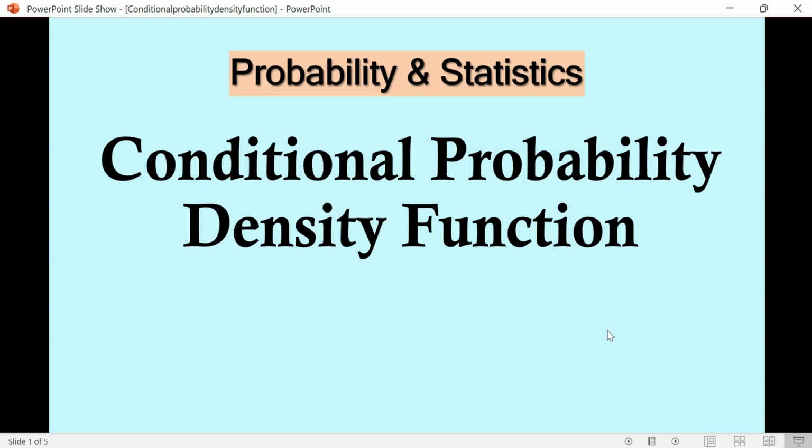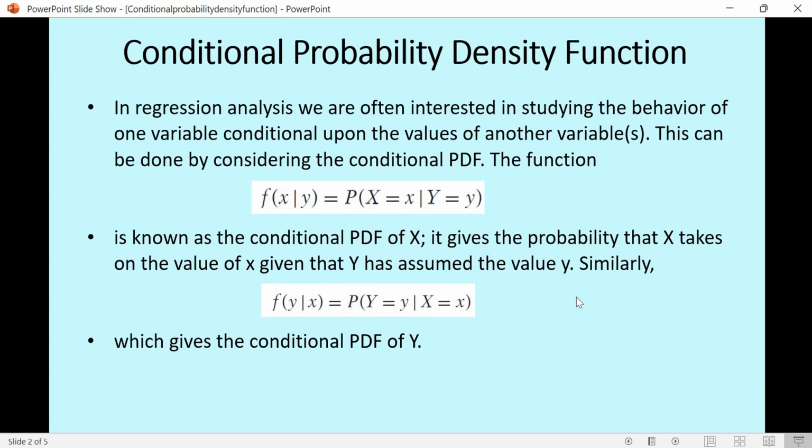Hello, we will introduce the conditional probability density function in this video. Sometimes we want to measure the conditional probability between two variables. For example, in regression analysis, we are interested in studying the behavior of one variable conditional upon the values of another variable. So if we look at this expression, f(x given y), which equals the probability of X equals x and Y equals y.